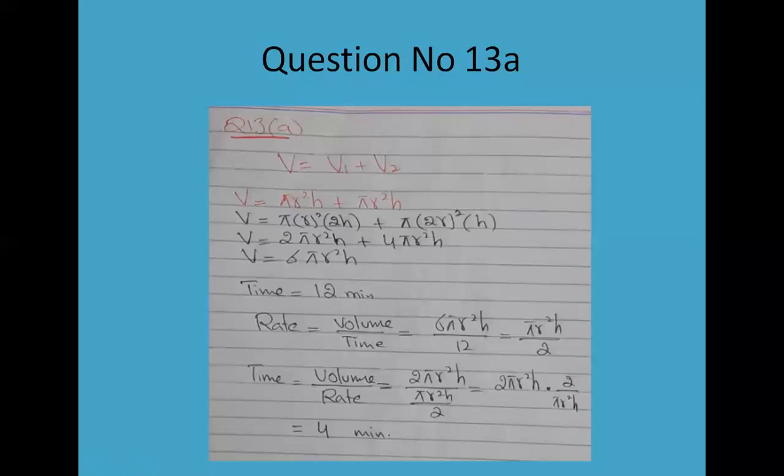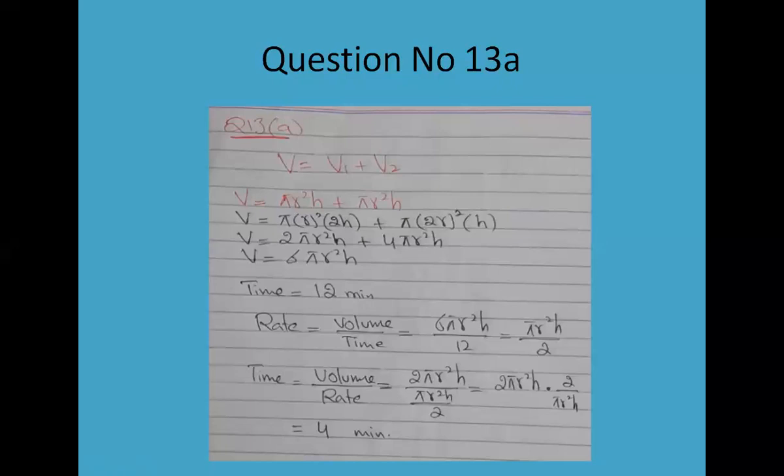We know the time is volume divided by the rate of flow. We know that the volume of the lower tank is 2 pi r square h, and the rate of flow of the water is pi r square h by 2. So you divide them, the pi r square h will be cancelled with each other. So you are left with 2 divided by 1 by 2.